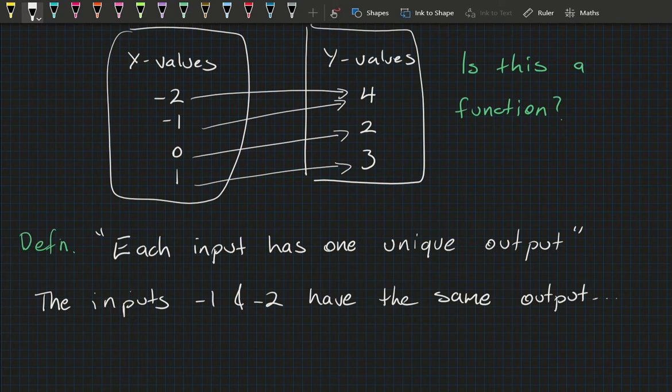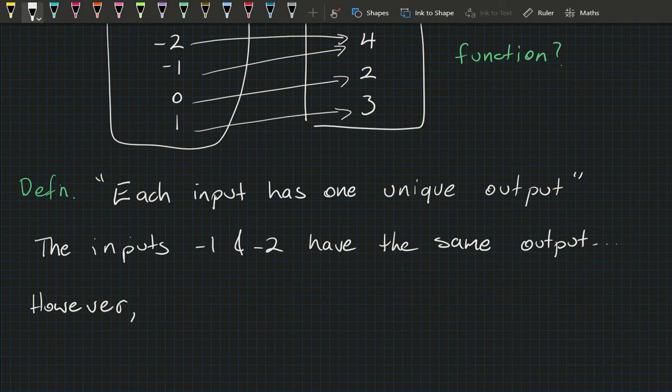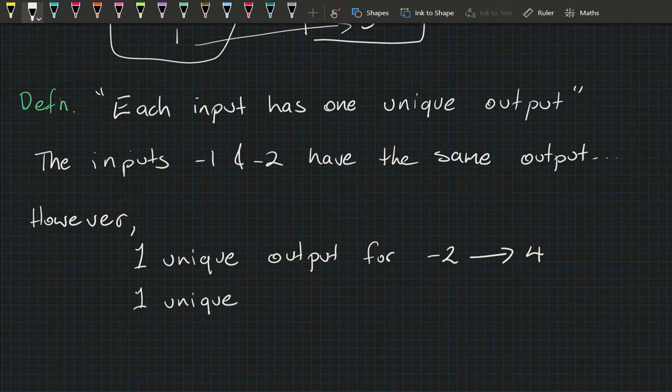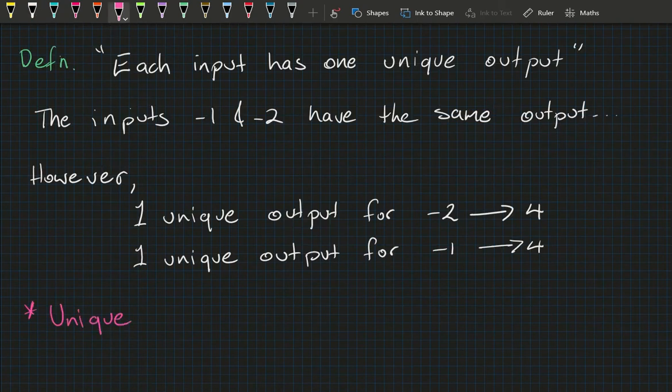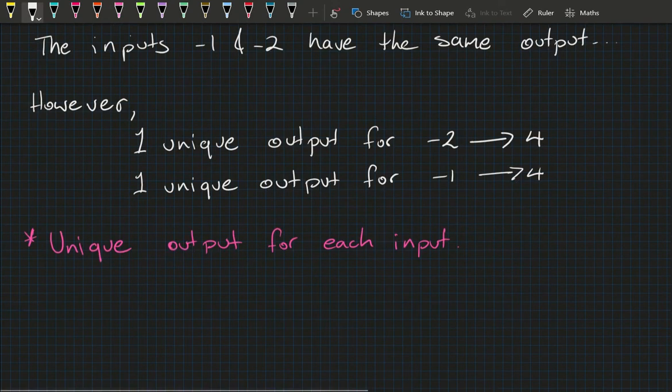But despite them having the same output, there is exactly one unique output for -2, and that's 4. And there's one unique output for -1, and that's also 4. So we have a unique output for each input. So this makes C a function.